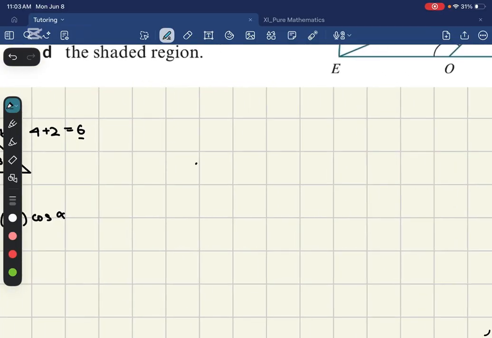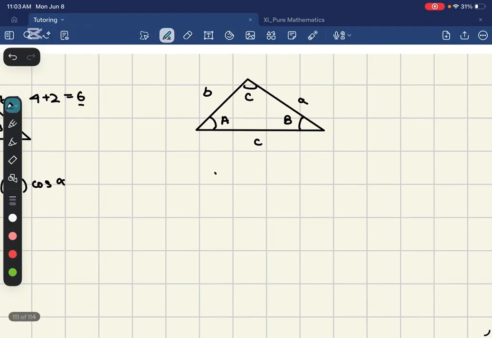So let me just quickly draw your triangle for you again, and I'll write the 3 versions of the cosine rule. So this is capital A, side A, capital B, side B, capital C, side C. So C squared is going to be A squared plus B squared minus 2AB cosine C, right?